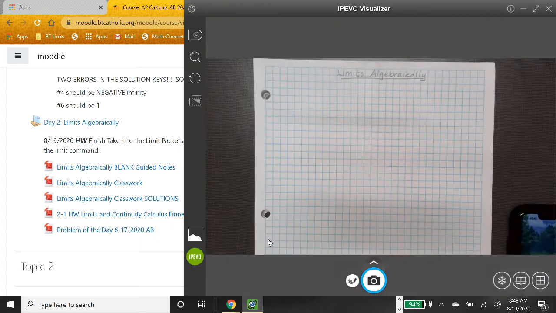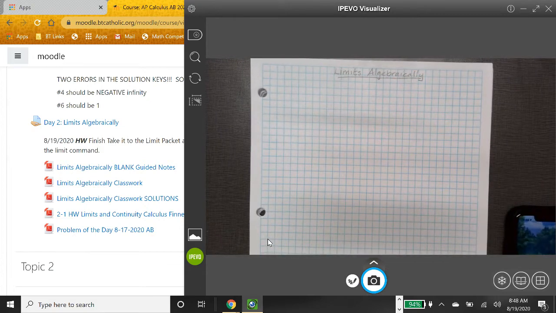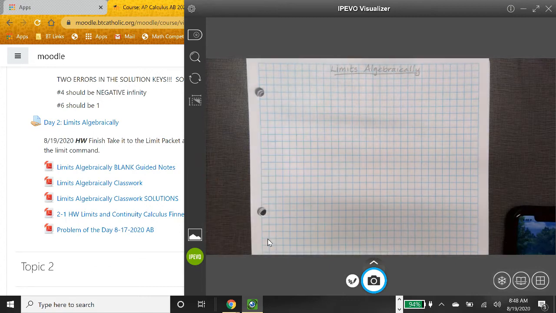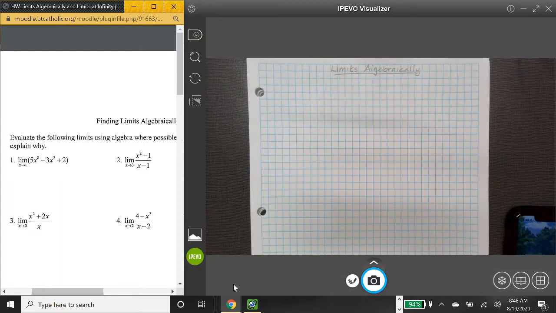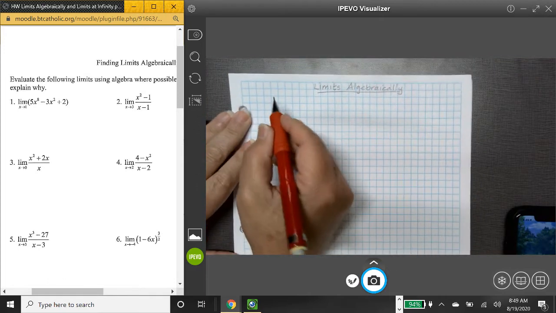All right, we're going to talk about limits algebraically. Let me make this a little bit less blurry. All right, there we go. So you can see my limits algebraically here, and I'm going to bring up the classwork that I handed out, and we're going to do the problems together here. And I'm going to work them on a separate sheet of paper here.